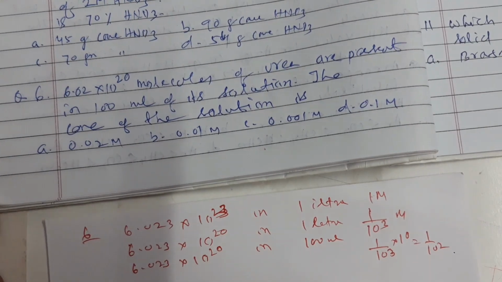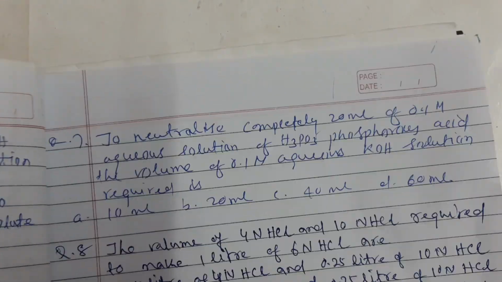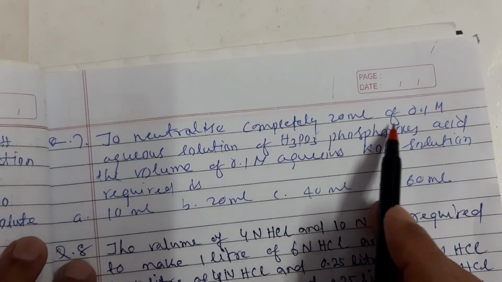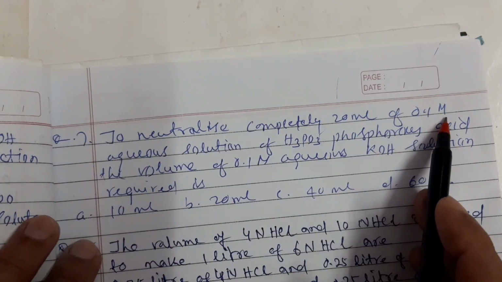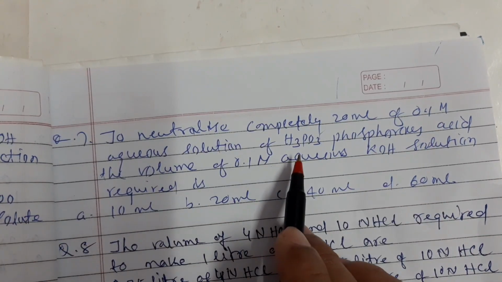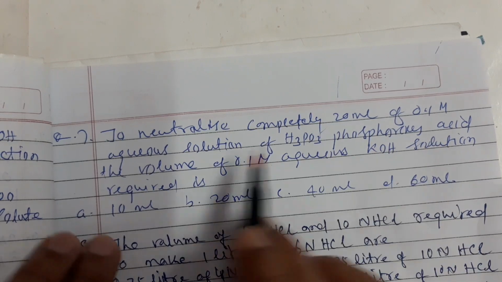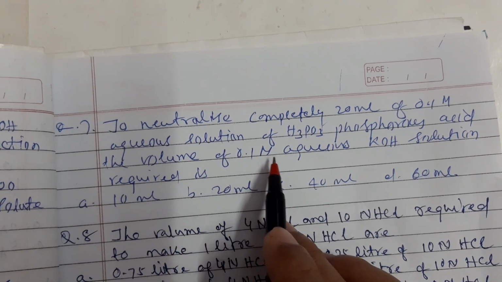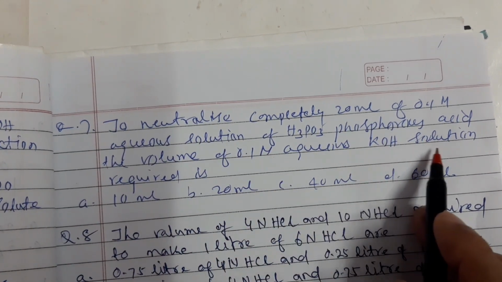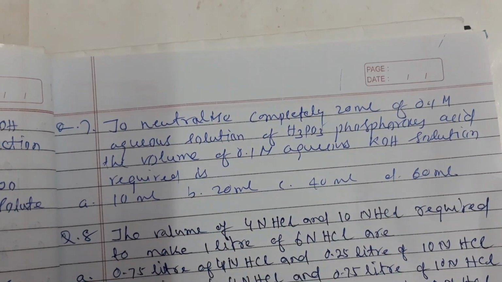Okay, next question. To neutralize completely 20 ml of 0.1 molar aqueous solution of phosphorus acid, the volume of 0.1 molar aqueous potassium hydroxide solution required is how much? You see how to do this.